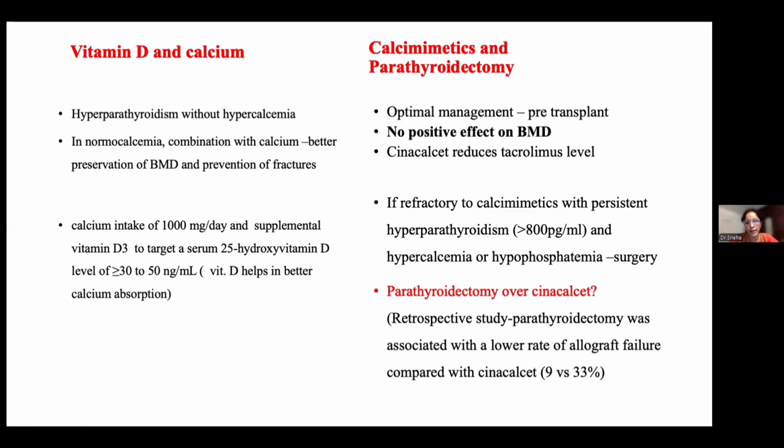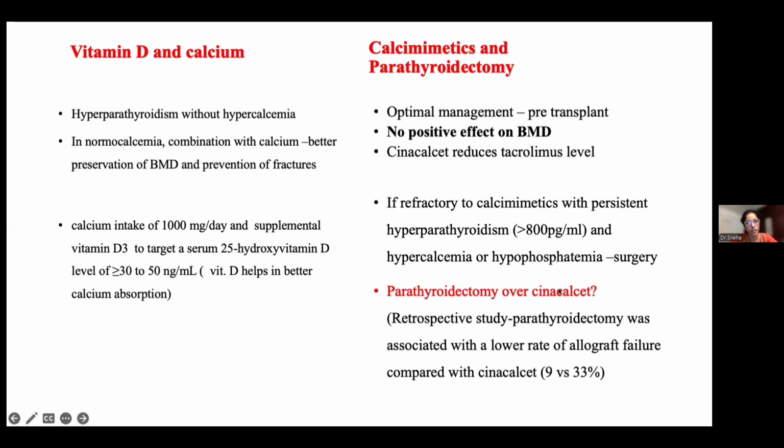This vitamin D addition along with the calcium will help in better calcium absorption. Keep calcium intake around 1000 mg per day, and vitamin D level to be kept more than 30 nanogram per ml. In patients with hyperparathyroidism, we need either calcium mimetics or parathyroidectomy, but the optimal management is pre-transplant. Even if we use calcium mimetics, there's no positive effect on the bone mineral density. Also, cinacalcet can reduce the TAC level. And if the patient is refractory to calcium mimetics, better go for surgery, parathyroidectomy.